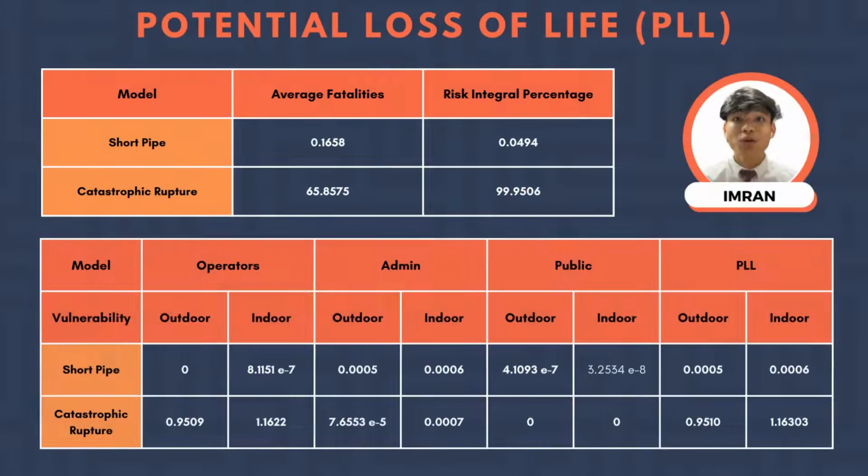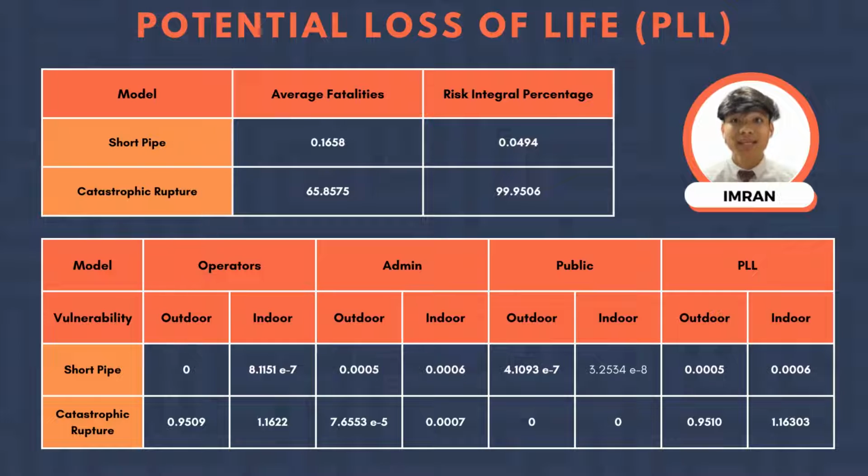Furthermore, it can be concluded that in the flammability risk, the catastrophic rupture model exhibits a greater threat to the surroundings as compared to the short pipe rupture line, with risk integral percentages of 99.95% and 0.05% respectively.